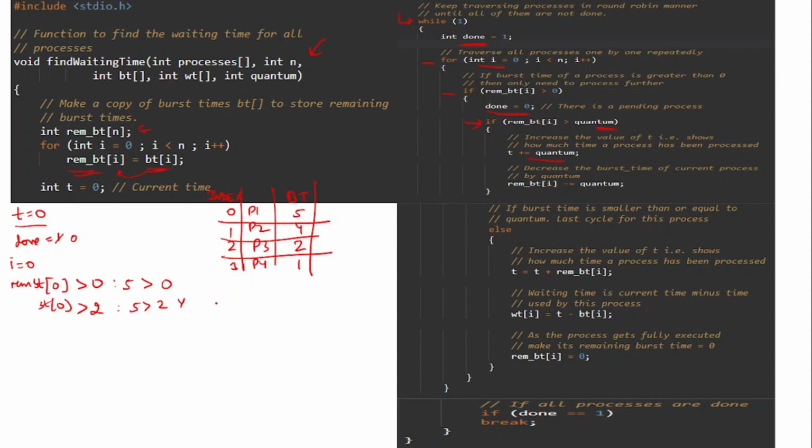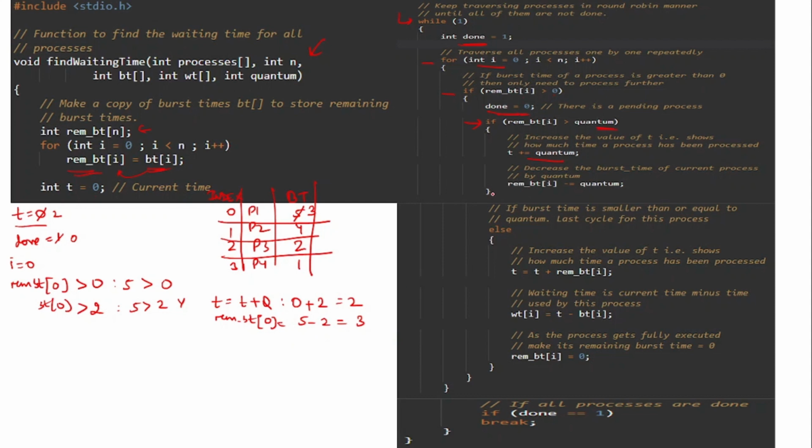What I will do is t is equal to t plus quantum. The value of t was 0 initially, so 0 plus quantum. Quantum is 2, so t is now equal to 2. And the remaining burst time of the zeroth process is equal to its previous burst time, which is 5, minus the quantum 2, that will be equal to 3. So the burst time here is 3 for process P1, which is at index 0.